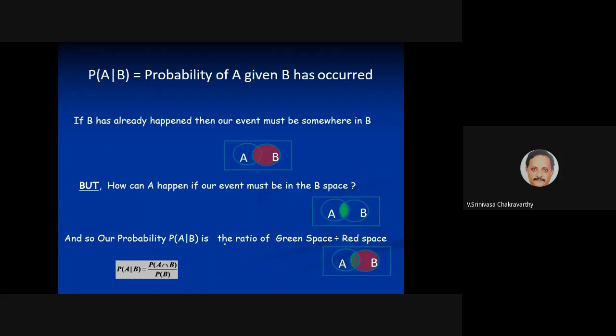Therefore, the probability of A given B is the ratio of the green space, which is the intersection, by the red space, which is event B. So that will be equal to the probability of A intersection B by the probability of B.